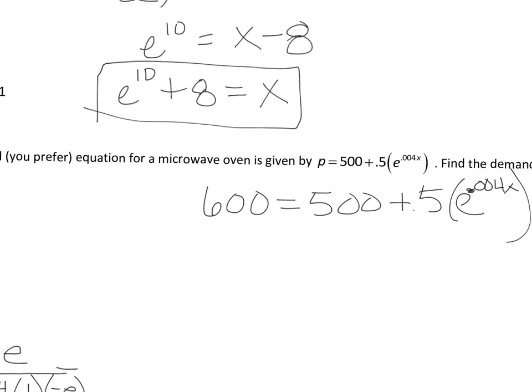So again, just like we talked about before, we need to solve for this variable first. So the way we're going to do that is solve for the e to the 0.04x term first before we solve for x.